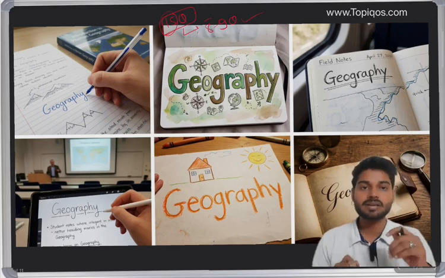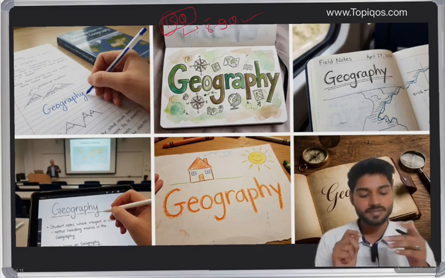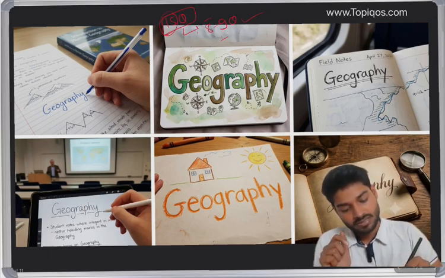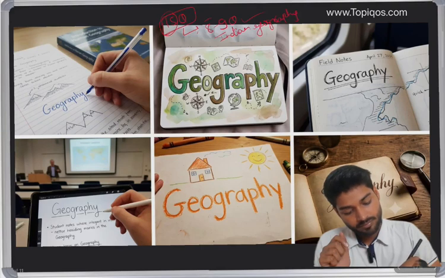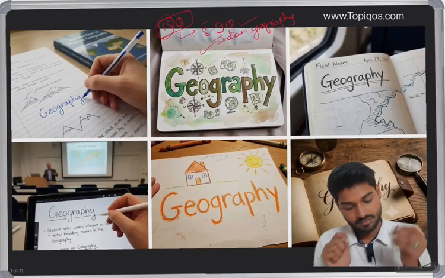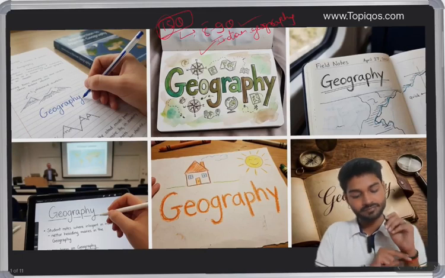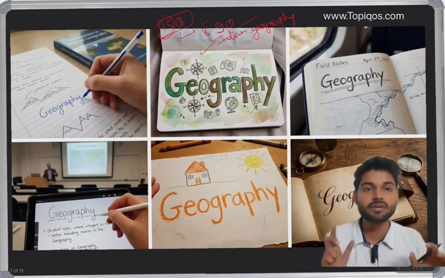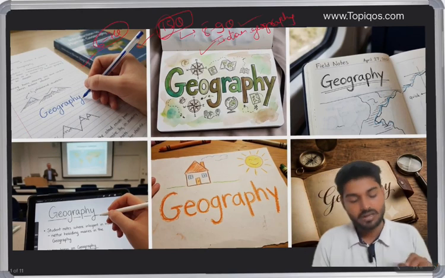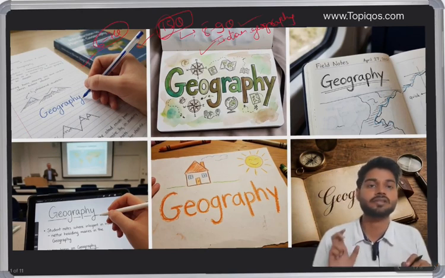So when it constitutes around 15 questions in the prelims, 8 to 9 questions would be from Indian geography, and the remaining 6 to 7 questions would be from world geography, the world geographical phenomena.